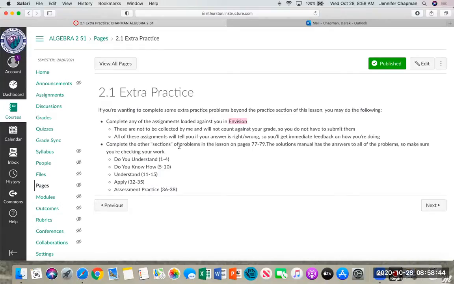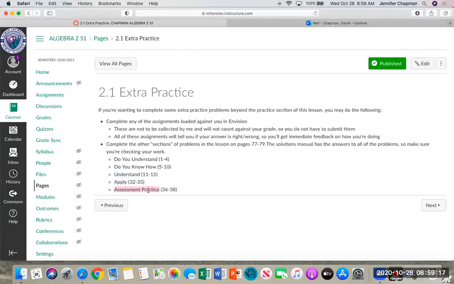And then the other one is in the back of each lesson. So for 2.1, the problems are on pages 77 through 79. So again, I only have you do that practice section. If you look in the book, each column is labeled a different thing. The first column is labeled, do you understand? The second column is labeled, do you know how? I think the third column is understand. The fourth column is practice. That's the one I'm already having you do. And then there's a fifth column and a sixth column.